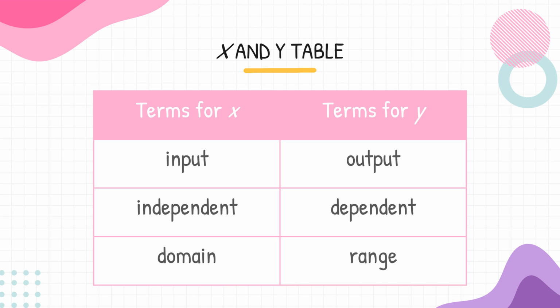And then we look at y. So we look at the terms for y. Well, for every input, there's going to be an output. So there's your term for y. That's your output. It's your dependent variable. It's dependent on your x variable or your x term. And then the list of y values is going to be known as your range. So it's the acceptable y values for a given function.